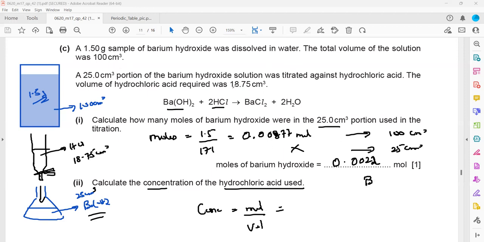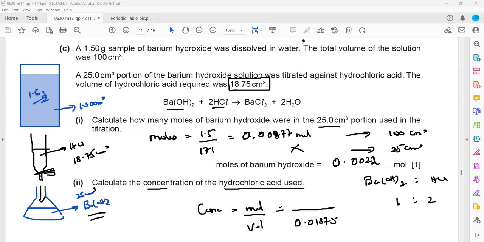Keep one thing in mind: volume should be in decimeter cube. We have the volume of hydrochloric acid in cm3, which is 18.75. So we divide by 1000 to convert into dm3, which is 0.01875. But what about the moles? How to work out the moles? We have to take a ratio between hydrochloric acid and barium hydroxide. The ratio is 1:2.